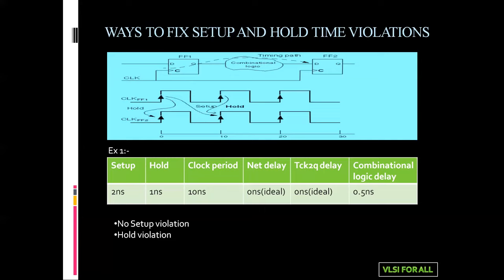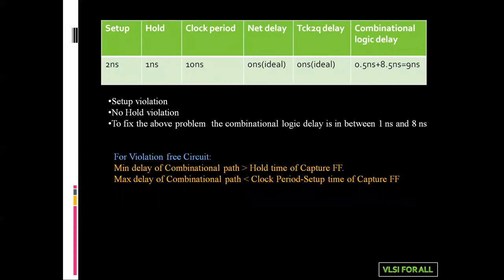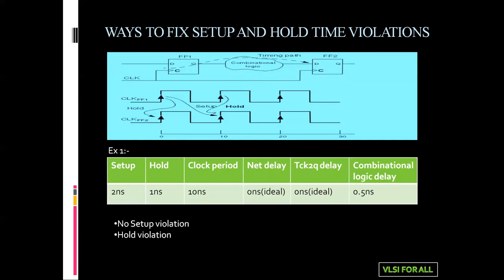This can be fixed by increasing the combinational logic delay. So let's say we increase the combinational logic delay by 8.5 nanoseconds, so the total combinational logic delay is 9 nanoseconds. Keep in mind that the combinational logic delay is 9 nanoseconds. Let's calculate the setup and hold time conditions. What do we need? We need the data signal before 8 nanoseconds, but the combinational logic delay is 9 nanoseconds.